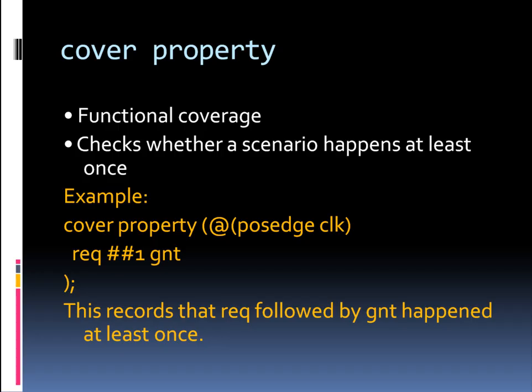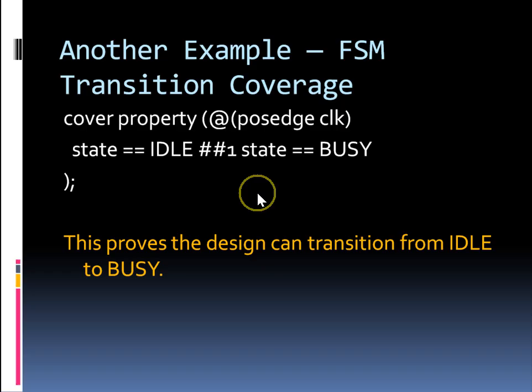Let's take another example of cover property. This is an FSM transition coverage. We have used cover property and we have given clock. Then state is idle. Then in the next cycle, state is busy. This proves the design can transition from idle to busy.